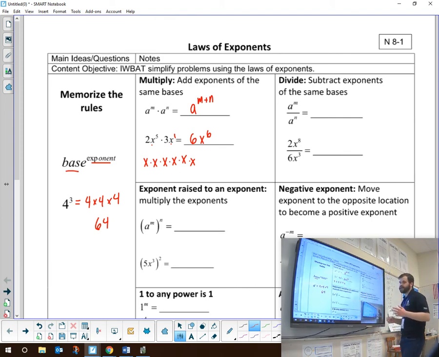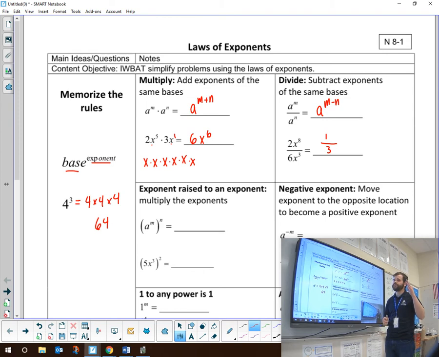Okay, a similar idea happens when we divide. Whenever we divide two exponents, a to the m divided by a to the n, we're going to subtract. So this is going to be a to the m minus n. So take a look at this, for instance. We have 2 over 6. Okay, that's just going to be 1/3. All right, now x to the 8th over x to the 3rd, we're going to subtract those.